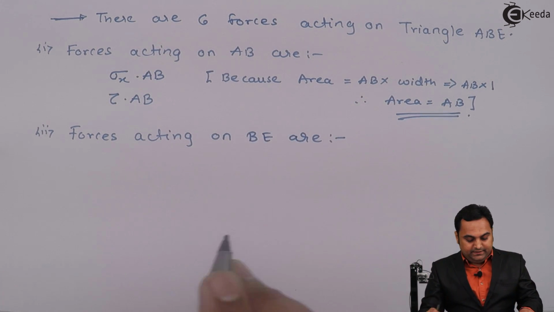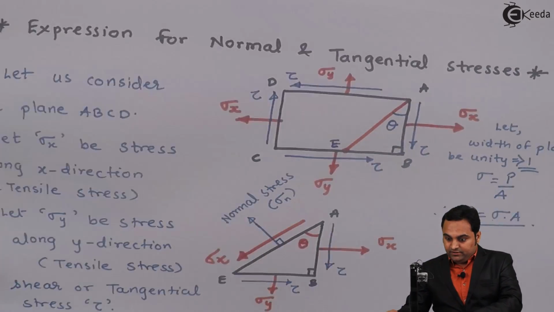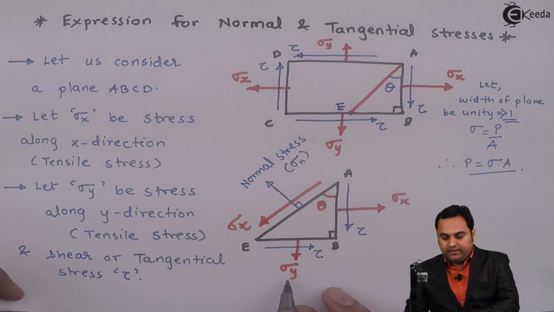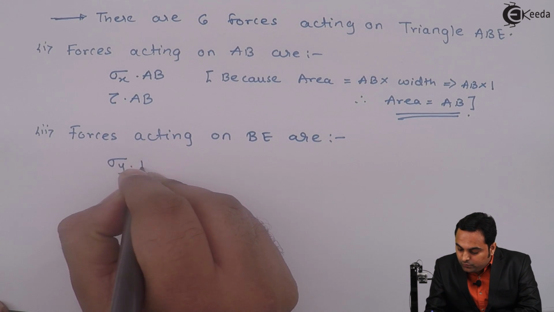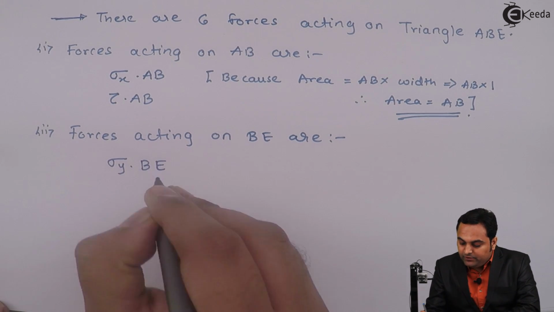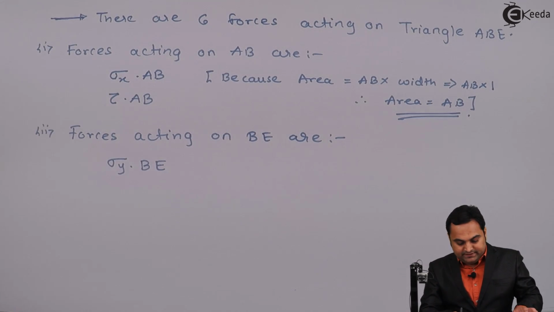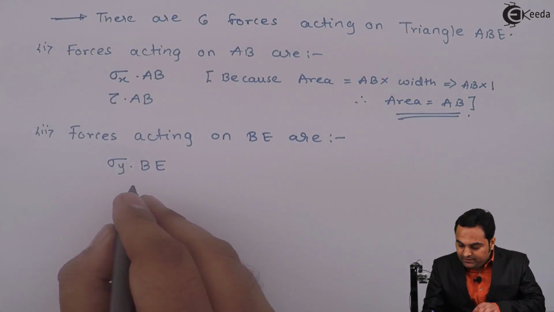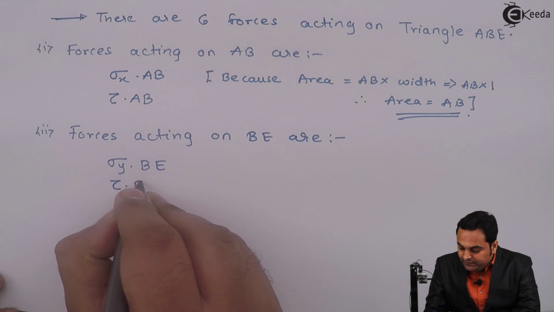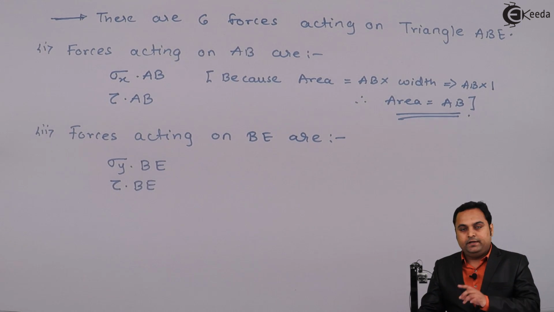Forces acting on BE are, if I see, first there is sigma y, so sigma y into BE, again width is 1, so area will be only BE. Next there is tau, and it is acting on BE, so tau into BE, area is only BE.